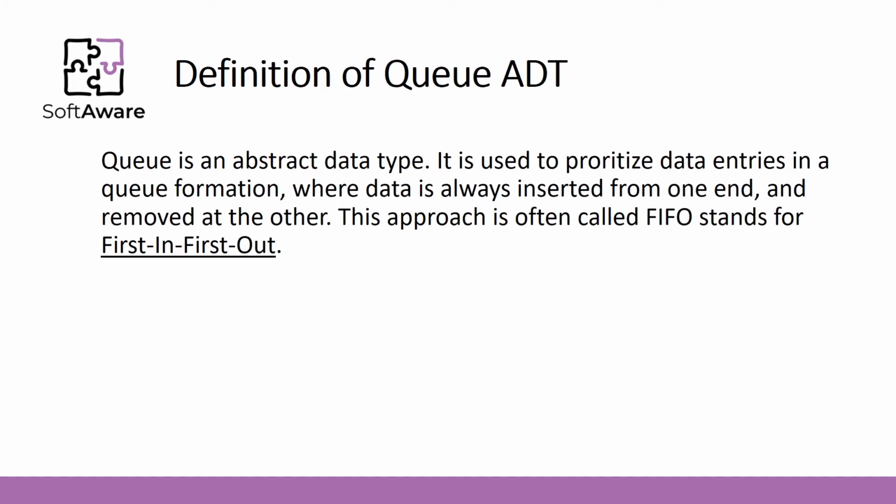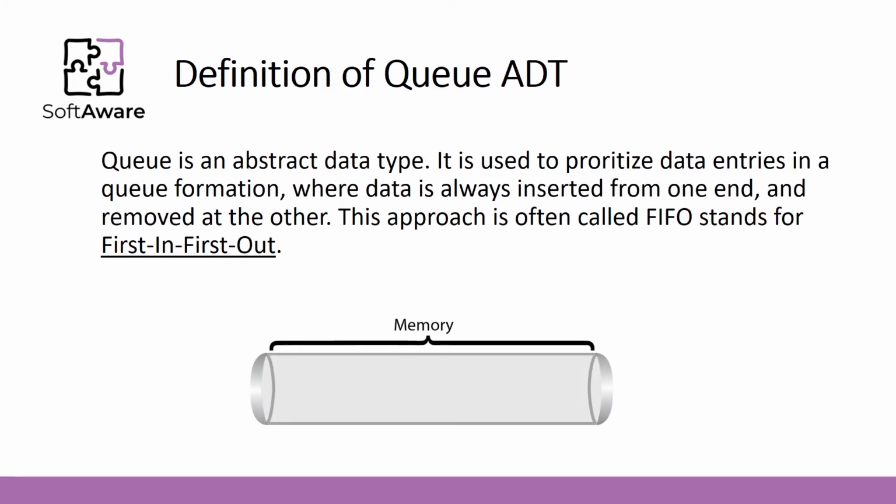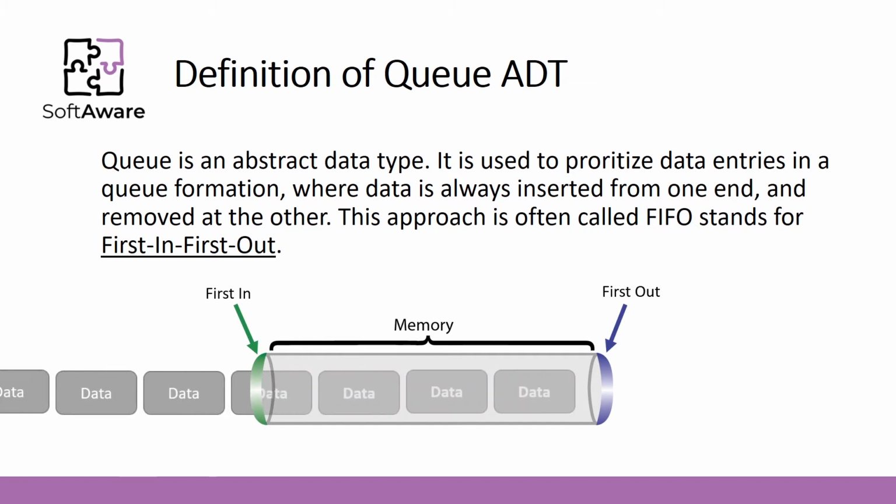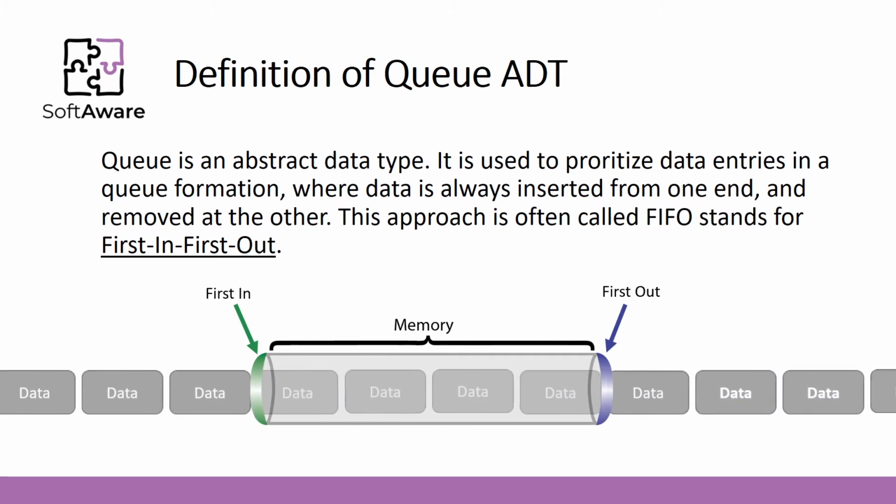As we know, queue is an abstract data type. Queues are mostly used to prioritize data entries in a queue formation. A new data arrived in memory is always inserted from one end and removed at the other when needed. In data structures, this approach is often called FIFO, which stands for first in, first out.